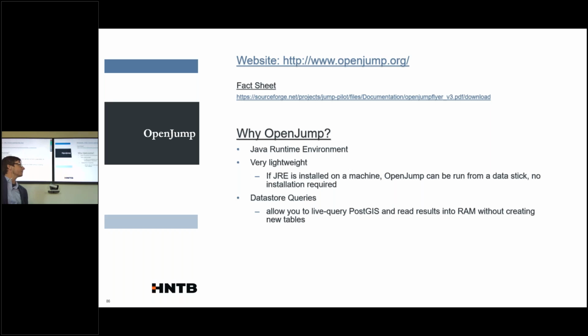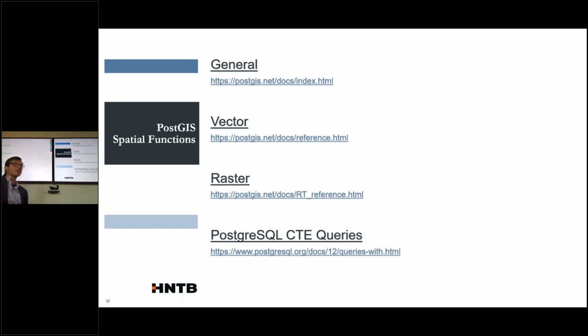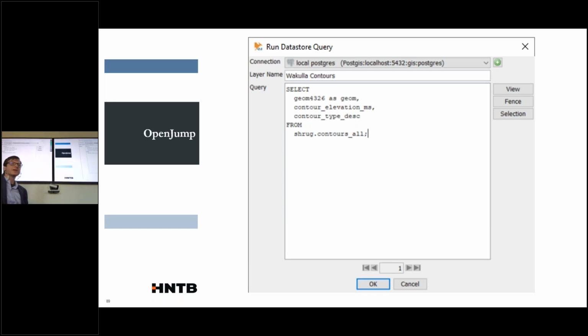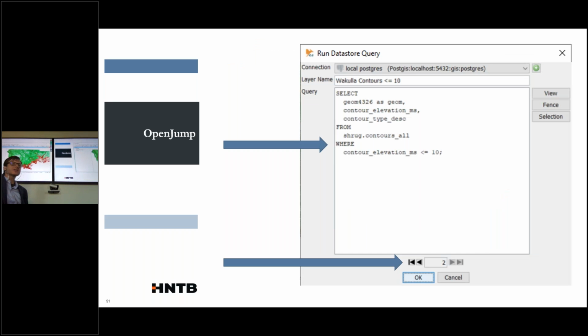OpenJUMP is a Java program. It's very, very nice. It's very, very lightweight. It will run off a thumb drive, which makes your GIS very portable. With different documentation links. So this is an example of working in OpenJUMP with spatial SQL. So this is actually using PostGIS to do computation. When you're just connecting the stuff with QGIS, you're actually doing all your computation in QGIS. And so this will just show you how this actually works.